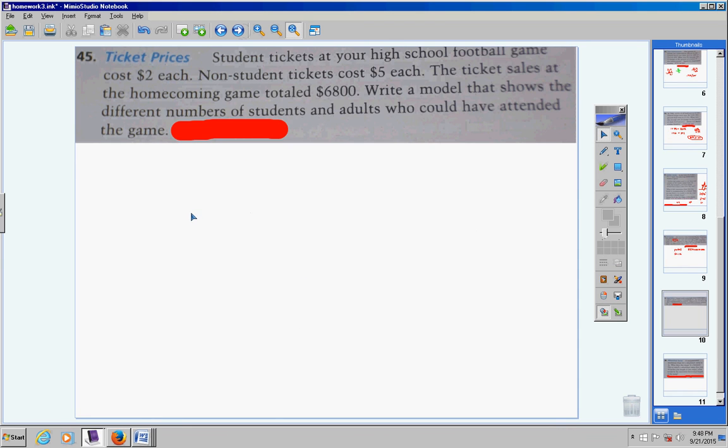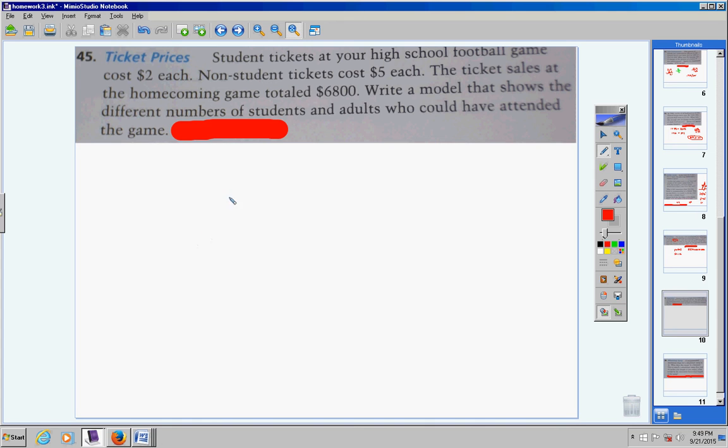Same thing. Exact same problem. Student tickets at your high school football game cost $2 each. Non-student tickets cost $5 each. Your total gate sales was $6,800 for your tickets. Write a model that shows the different numbers of students and adults who could have attended the game.